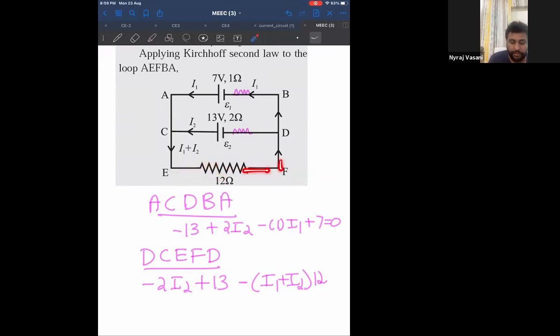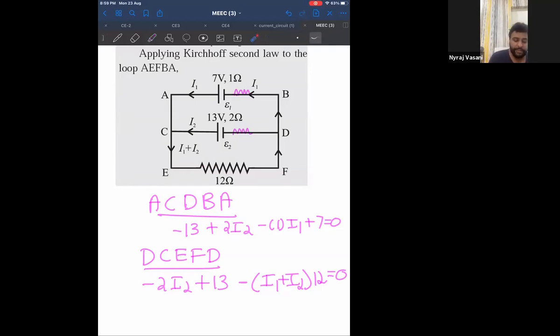Then, when you go from F to D, what do you get? Nothing. Equal to 0. Now, when you solve these two simultaneous equations, listen to me carefully, you will get the answer for I1 and I2. That is the logic. When you solve these two simultaneous equations, we will get I1 and I2, but we will not solve it because the numbers might change. And when the numbers come, I'll tell you what you need to do. Right now, we'll focus on getting the equation.